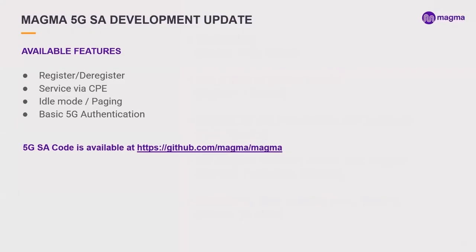Yeah, currently in the Magma master branch in GitHub, the 5G code is committed for the following features: the registration and deregistration of the UE, PDU session establishment and release, idle mode support and paging. As such, the authentication code of 4G is extended, and 5G basic authentication is supported now. And the code is available for experimentation.